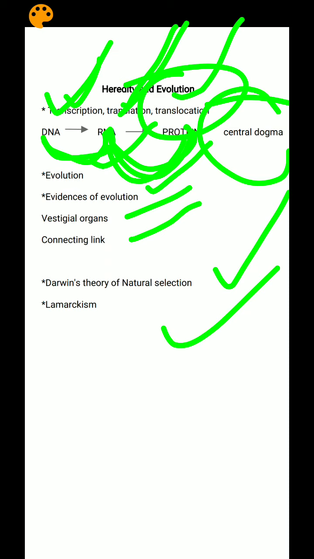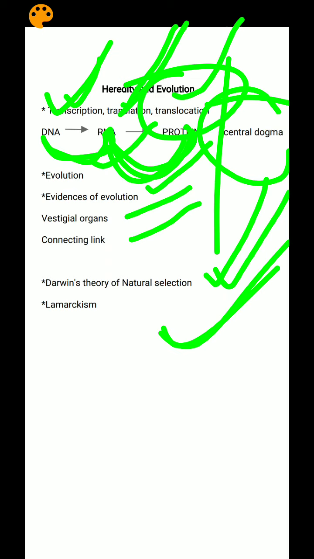Either of these, there must be a question, either Darwin's theory or Lamarckism. Both these theories are very important regarding heredity and evolution. This is all about heredity and evolution. These are the key concepts, the main theories of this chapter.